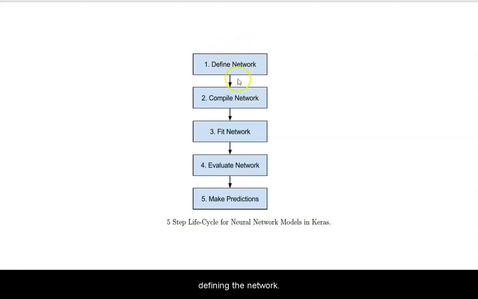It starts with defining the network, compiling the network, fitting the model, evaluating the model, and of course finally making prediction. And in all our coding examples, we have used all the 5 life cycle steps of a neural network to achieve our goal.